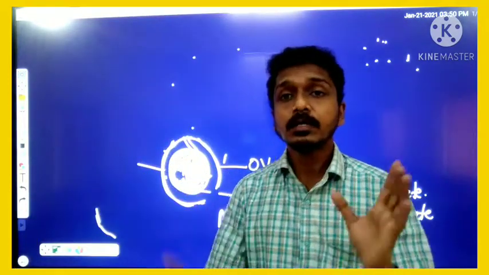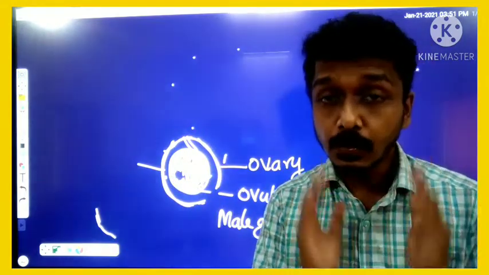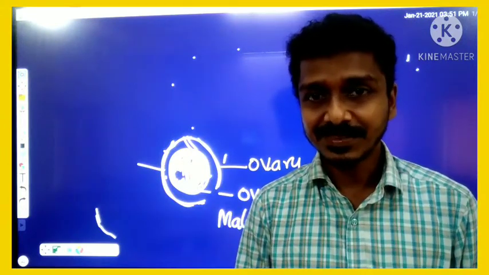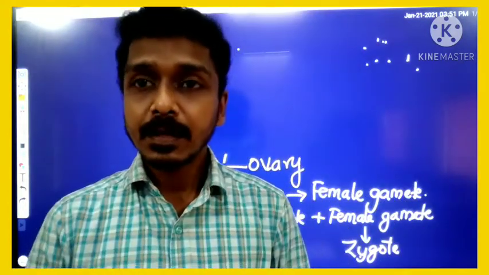Understand? Okay, this way the formation of seed happens inside the fruit. This way a flower will become the fruit and seed. Clear, right? I hope you understand the points about pollination and fertilization, which cause the formation of fruit and seed.